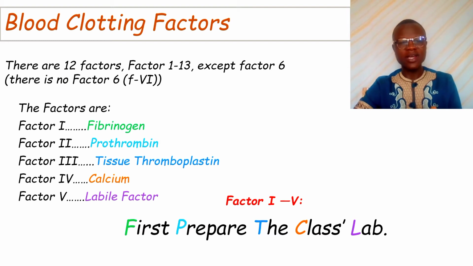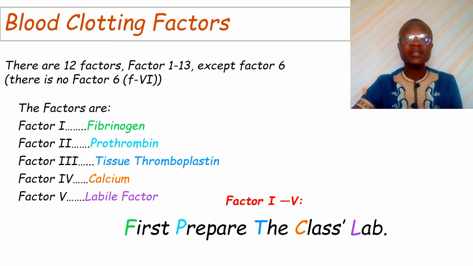What I love to think of is having a lab and being given instructions. First, it's very obvious that fibrinogen is the first clotting factor. Prepare: the prothrombin. Class is tissue thromboplastin. Plus is calcium, and lab here stands for the liver factor. So that is it for the first part.